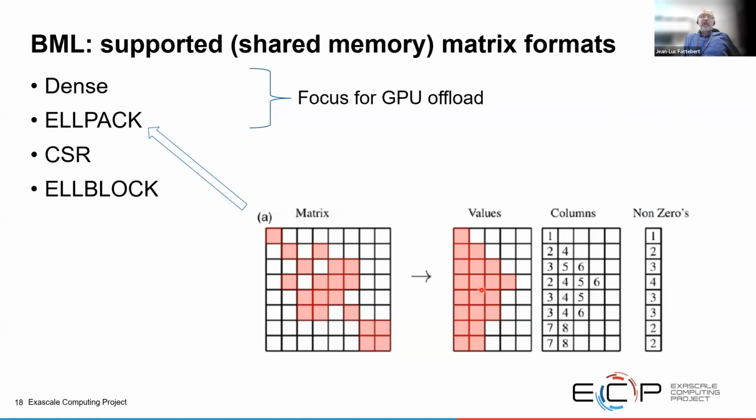Now, the matrix formats that we are working with: we actually have 4 formats that we're really supporting, 1 dense and 3 sparse. But for the GPU offload, we've been focusing on 2 dense formats and 1 sparse format, which is called ELLPACK.